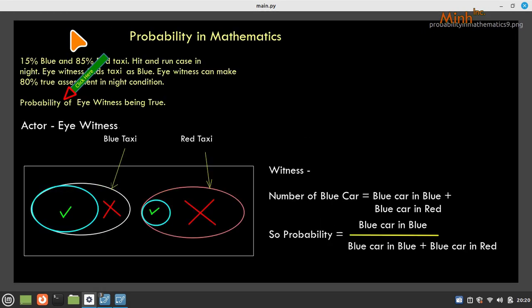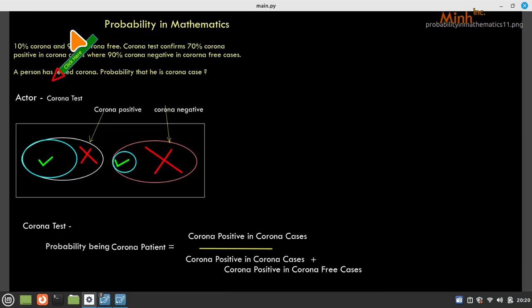Whatever corona test result comes in, the corona test is the hero, like earlier the eyewitness was the hero. If he is identifying 80%, the scenario is different; if he is identifying 20% or 90%, the scenario is different. Here the corona test is the hero. If the corona test confirms 70%, or 90%, or 50%, or 80%, the scenario is different. Among the corona positive cases, the actual positives are this much, and these come out as corona free, fortunately or unfortunately. We are not interested in this, because we have to find whether the person is corona or not, so we go with the corona cases. Even among corona negative cases, that is corona free cases, there is still a chance he will be tested corona positive, because that is the test, that is the actor. Otherwise, it is corona free.